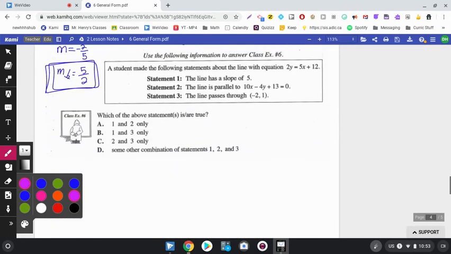Okay, final question, and then I'll let you do some homework. A student made the following statements about the line with equation 2y equals 5x plus 12.